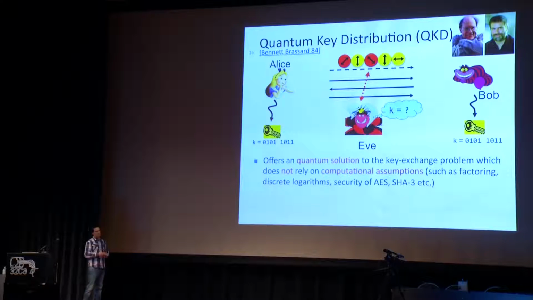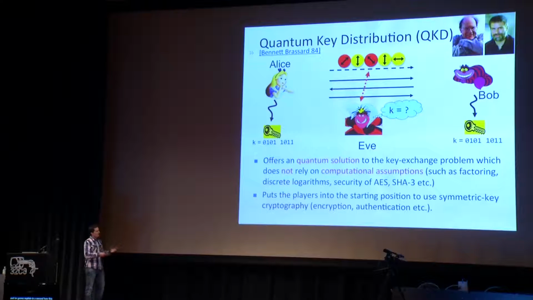But this offers a quantum solution to the key exchange problem. And the funny thing is that it does not rely on any computational assumptions, such as factoring, discrete logarithms, security of AES, or SHA-3, etc. One can mathematically prove that this scheme is secure.